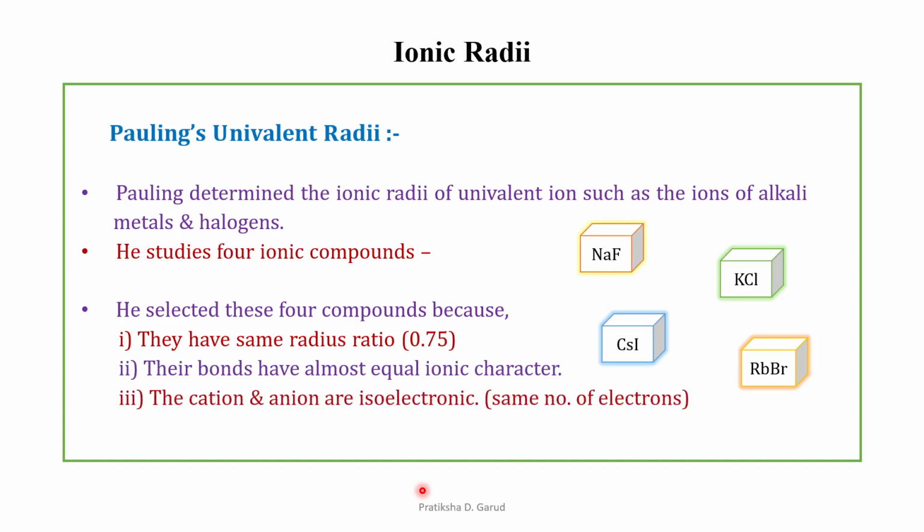Third, the cation and the anions are isoelectronic. Isoelectronic means they have the same number of electrons: the same number of electrons for the cation and the same number for the anion. And the last one, they all have the NaCl type of structure, that means the FCC type of structure, except cesium iodide, which has the cesium chloride type of structure. So these are the characteristics due to which we get Pauling's univalent radii.